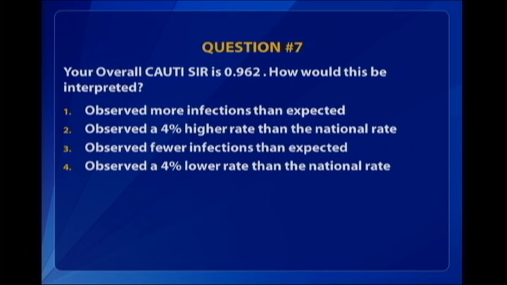So here we come. We have our first voting question for the afternoon. Your overall county SIR is 0.962. How would this be interpreted? One, you observed more infections than expected. Two, you observed a 4% higher rate than the national rate. Three, you observed fewer infections than expected. Or four, you observed a 4% lower rate than the national rate.